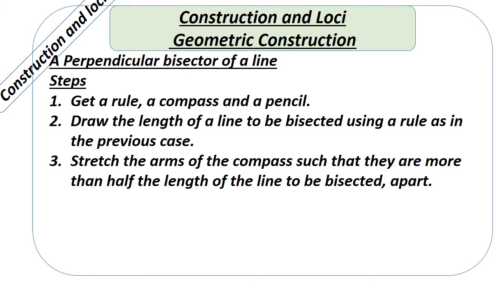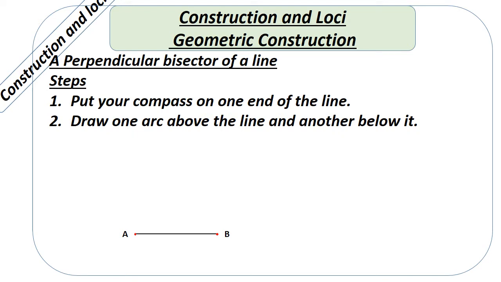So you stretch the arms of the compass such that they are more than half the length of the line to be bisected. Okay, so let's say we have the line AB. So you put your compass here, then the other arm of the compass with a pencil, you extend it somewhere up to here so that it is more than half. The middle point half is here, so you extend it to be more than here. Okay, when you do that, you go to the next step. So this is what I meant. You put your compass here, then you extend it to be somewhere here.